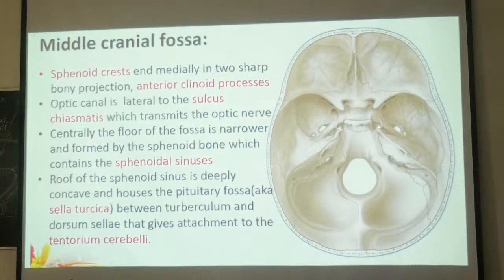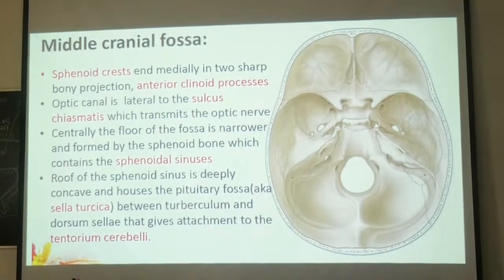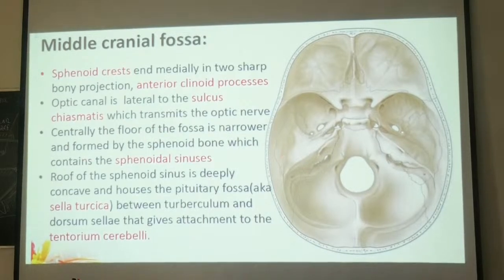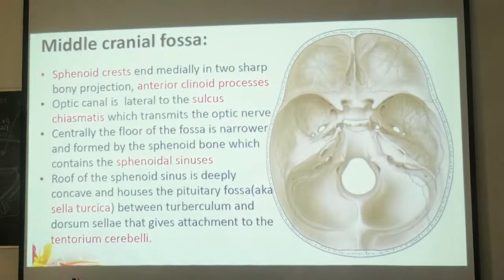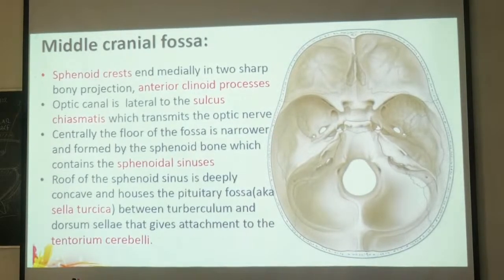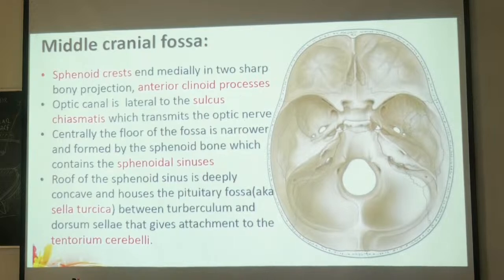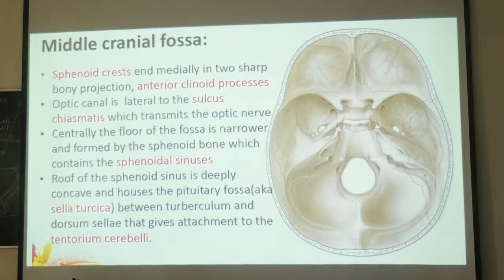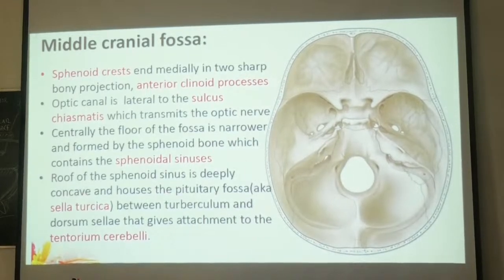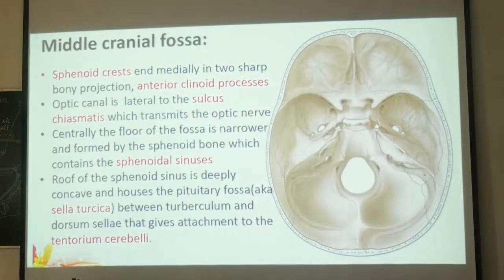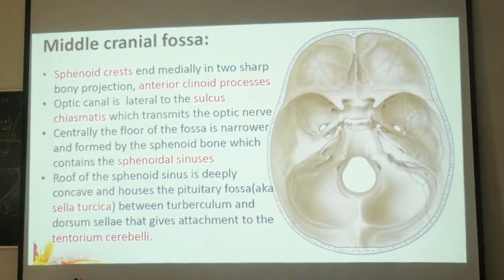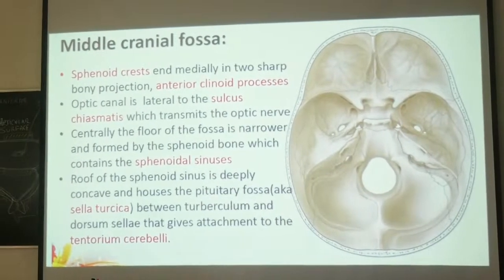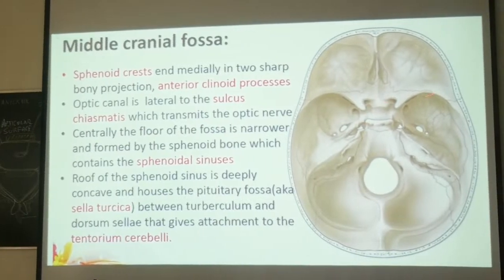Via the optic canal the optic nerve passes from the orbit into the brain. Centrally, the floor of the fossa is narrower, formed by the sphenoid bone, which contains the sphenoidal sinuses. This part is the body of the sphenoid. Within the body of the sphenoid lies the sphenoid sinus, and the roof of the sphenoid sinus is deeply concave. Here lies a depressed fossa, that's why the roof of the sphenoid sinus is concave.